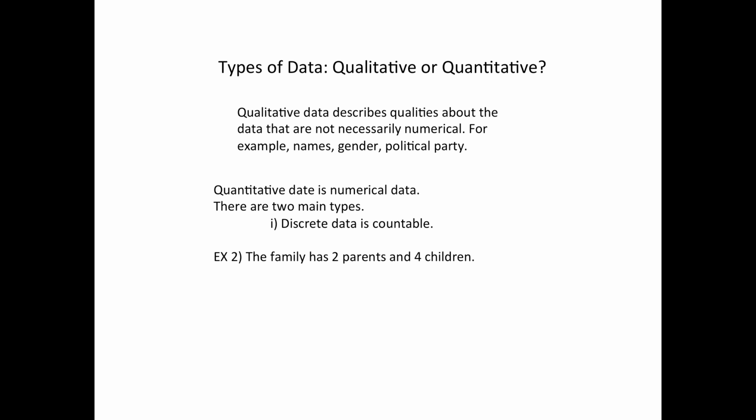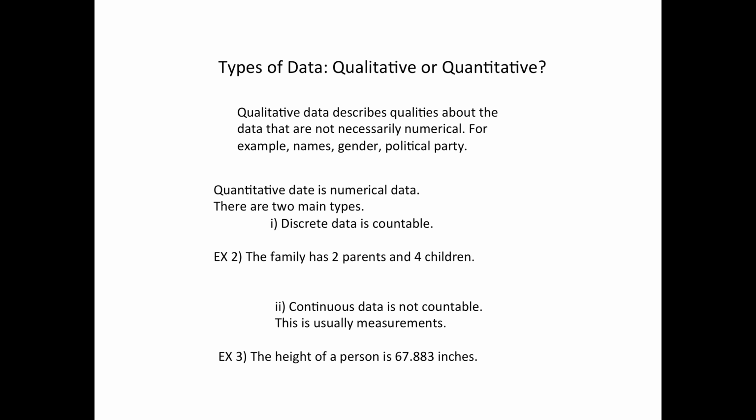Then, if it's not discrete, it's continuous. So this is usually used for measurement. So this is something where when you've got 2 data points, it is possible to have one in between. So when you say somebody is 67 inches tall or 68 inches tall, well, in between at 67.883, is it possible that somebody could be that tall? The answer is yes. So in that case, the decimals make sense.